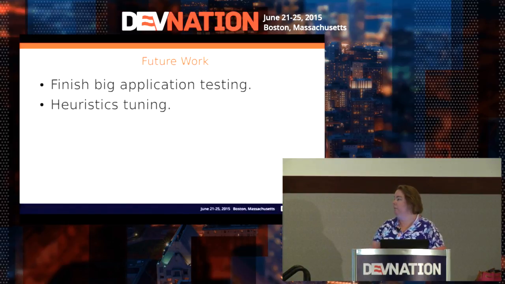So what are we doing? We need to finish our big application testing. We need to get more stability. And we have some heuristics tuning to do to get the best performance. Things like when do we start a concurrent mark? How many regions do we have in our evacuation set? Those things. We're still working on tuning those to get the best performance.